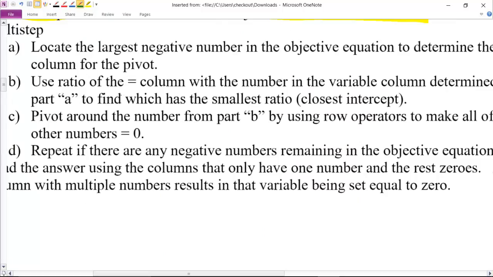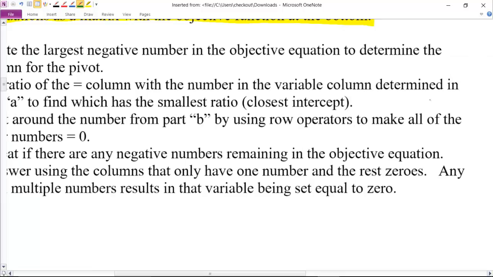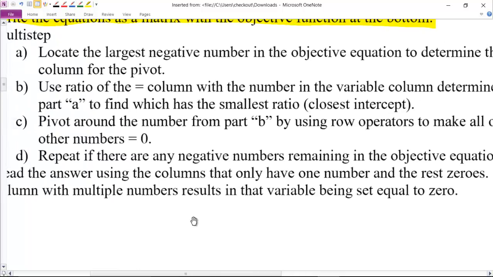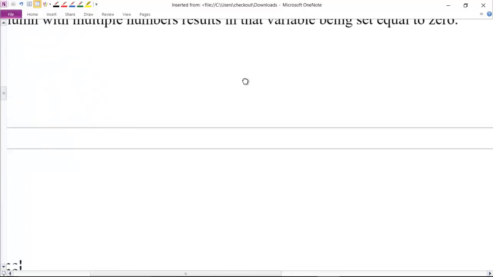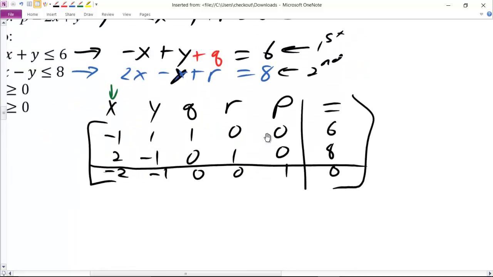Okay, now let's look at what the next part of this rationale is. Use the ratio of the equal sign column with the number in the variable column determined in part A to find which is the smallest ratio. What on earth? Okay, so all we're going to do is take the equal sign number and the column we just determined. I said the X column is where my pivot's going to be. So I'm going to do 6 divided by -1, which makes -6. This one would be 8 divided by 2, which would be 4.